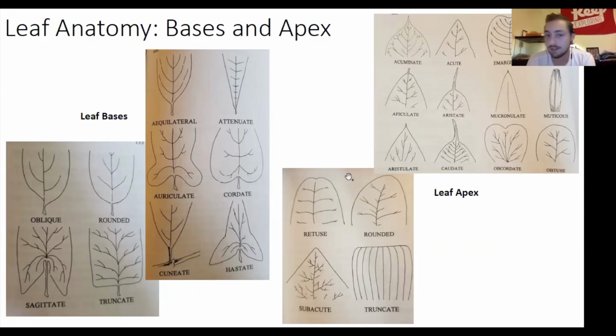At our apex, the truncate for the base refers to the tulip tree, and it also has a truncate apex, so it's like both the tip and the base of the leaf had just been chopped off. For our beech and elm, the tips of the leaves are either acute, coming to a triangular tip, similar to a cuneate but on the leaf apex, and then acuminate, which means it's pinched to a tip.